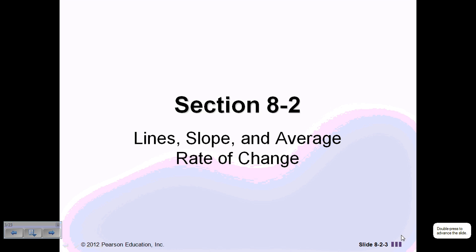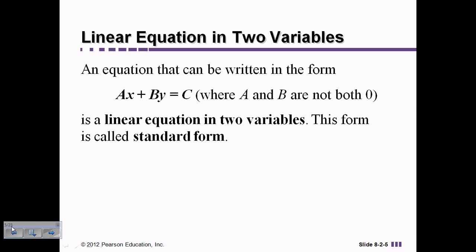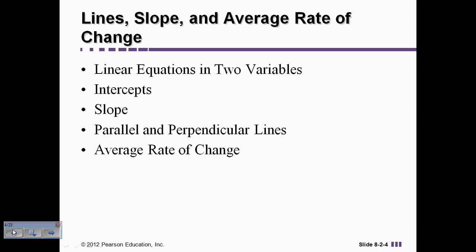Alright, today we're going to talk about section 8.2, which is lines, slope, average rate of change, which are all related to slope. So we're going to talk about linear equations in two variables and what exactly that means. We're going to talk about what x-intercepts and y-intercepts are and how to find those. We're going to talk about slope. We're going to talk about slopes of parallel and perpendicular lines and how they're different. And we're going to talk about average rate of change and how to use that in a real life situation.